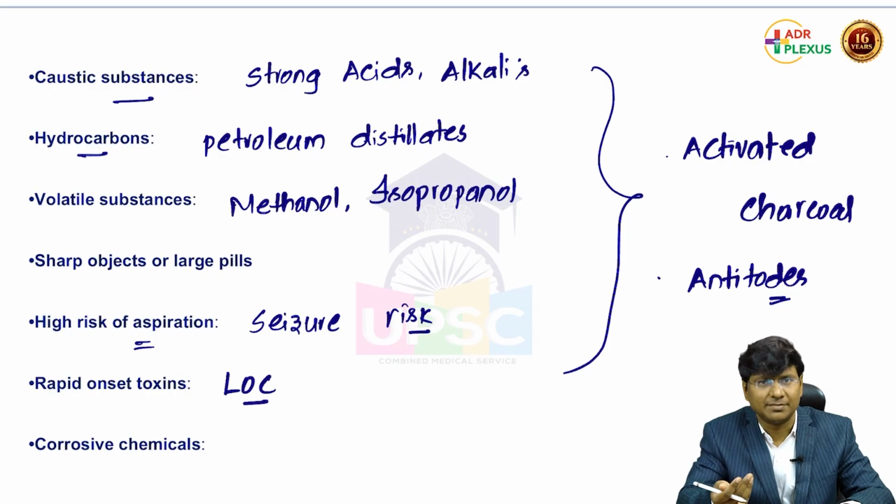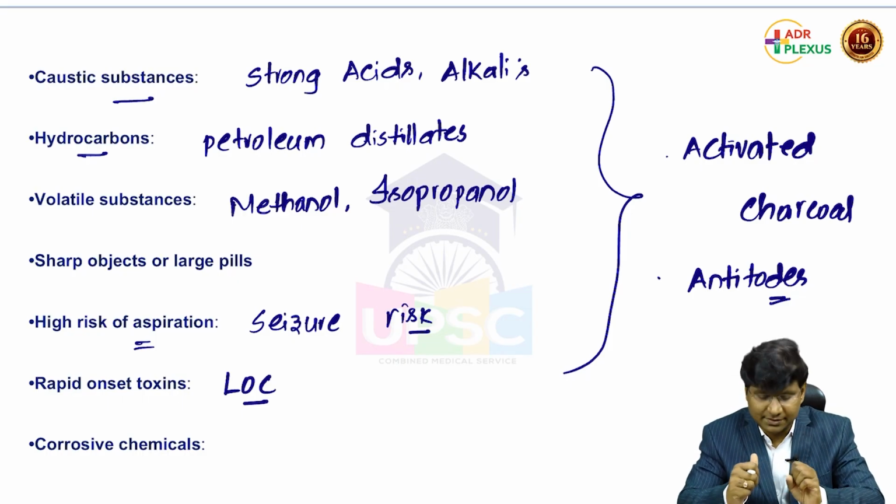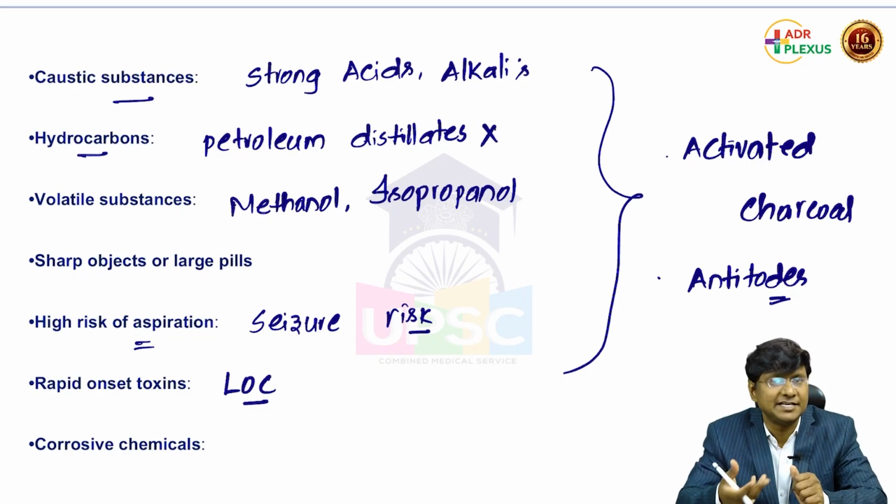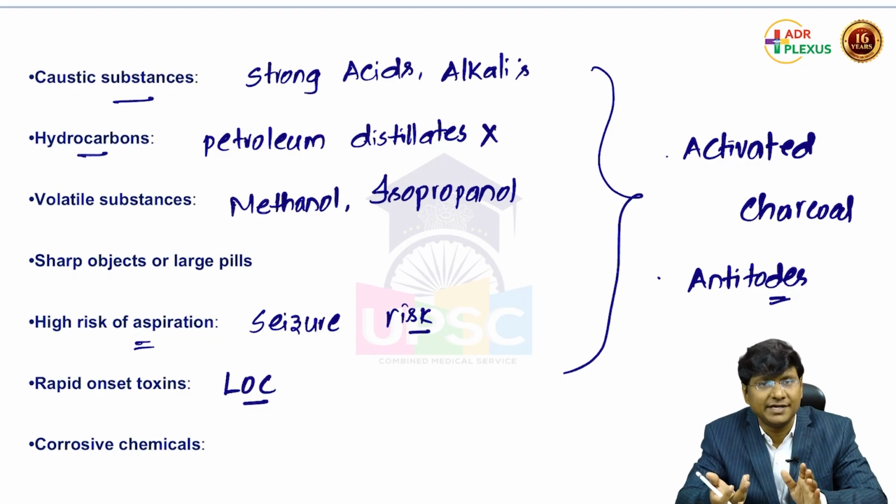Then you take hydrocarbons, that is petroleum distillates. What are the examples of petroleum distillates? Kerosene, gasoline and motor oil. These three are your petroleum distillates. There is high risk of aspiration during the procedure, which can lead to chemical pneumonitis. So that is the reason why whenever there is petroleum distillate intoxication, the gastric lavage is avoided, because there is risk of chemical pneumonitis and other respiratory complications.